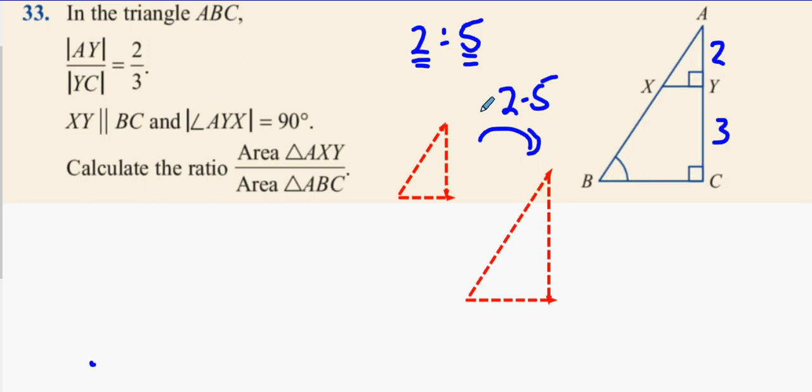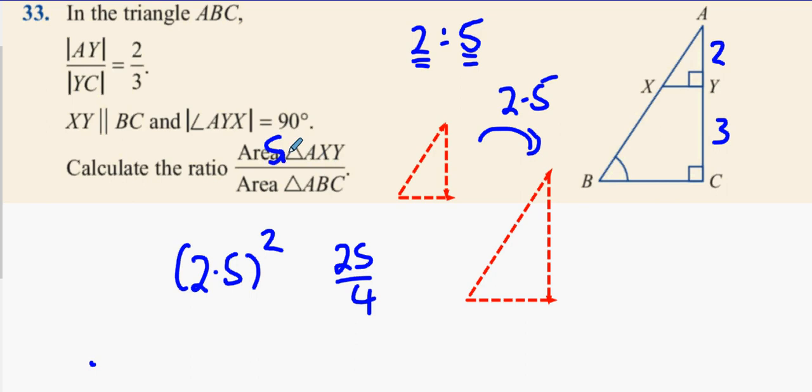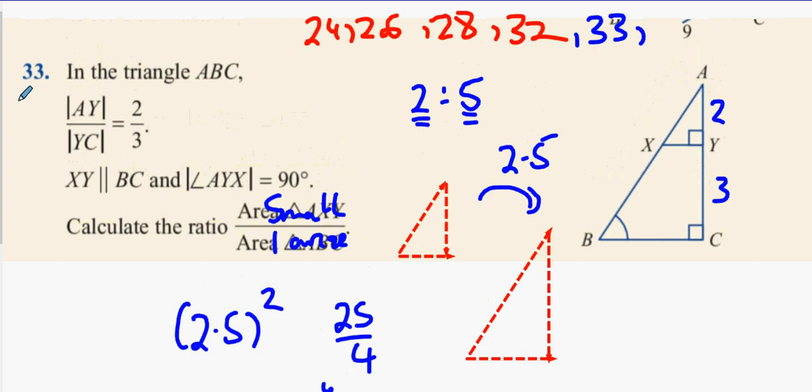Area is 2-dimensional, isn't it? So all you need to do is square that number, and when you square that number, you find out how much bigger the area is. So what would be the area then? 2.5 squared is 25/4. But remember, you want the small one on top and the large one on the bottom. So what do I need to do with my answer? 4/25. You're going to get very used to that trick when we do enlargements. We're going to use that a lot.